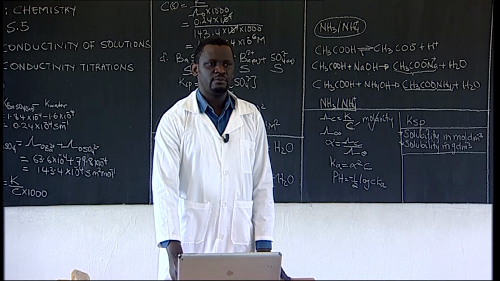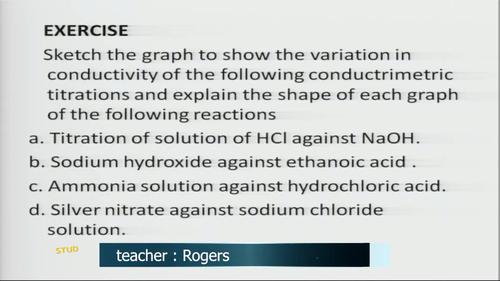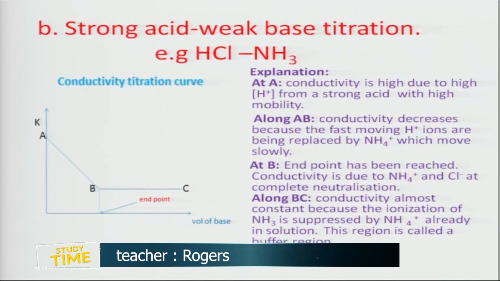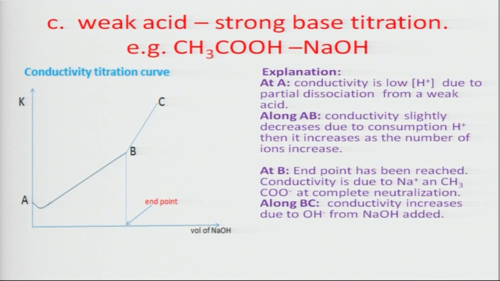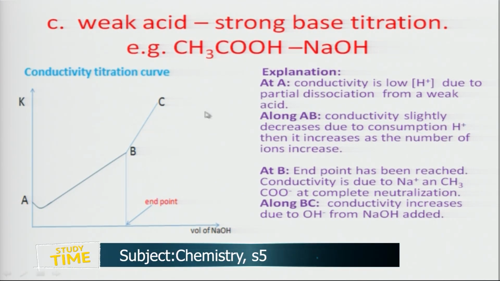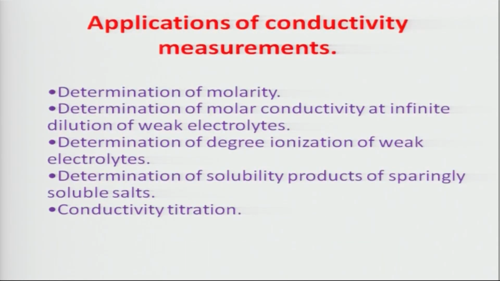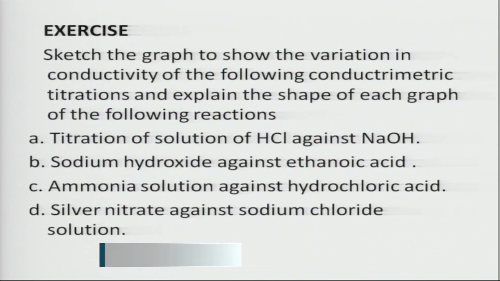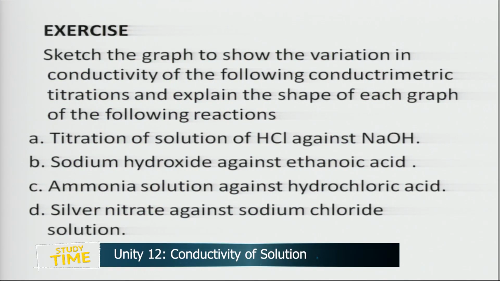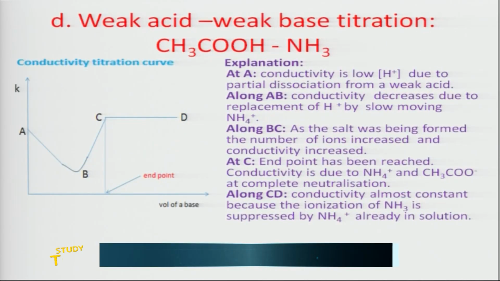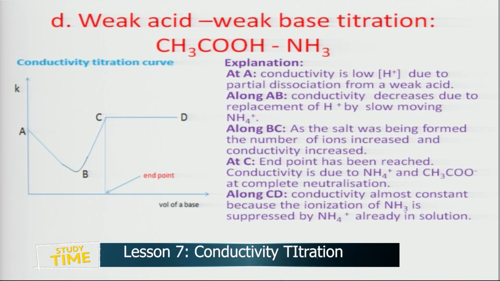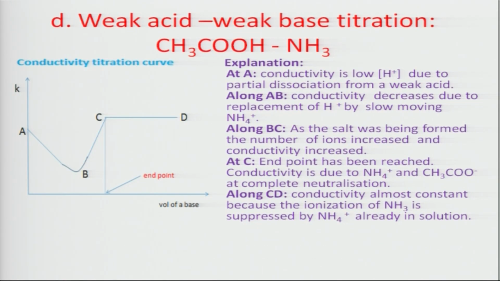So this is a sketch and this is the explanation. Then we can also have titration of sodium hydroxide against ethanoic acid. This is the strong base, weak acid. You sketch, and then this is our explanation. Then again, you also have ammonia against HCl. That is weak base, strong acid. So you can sketch, and after you explain.